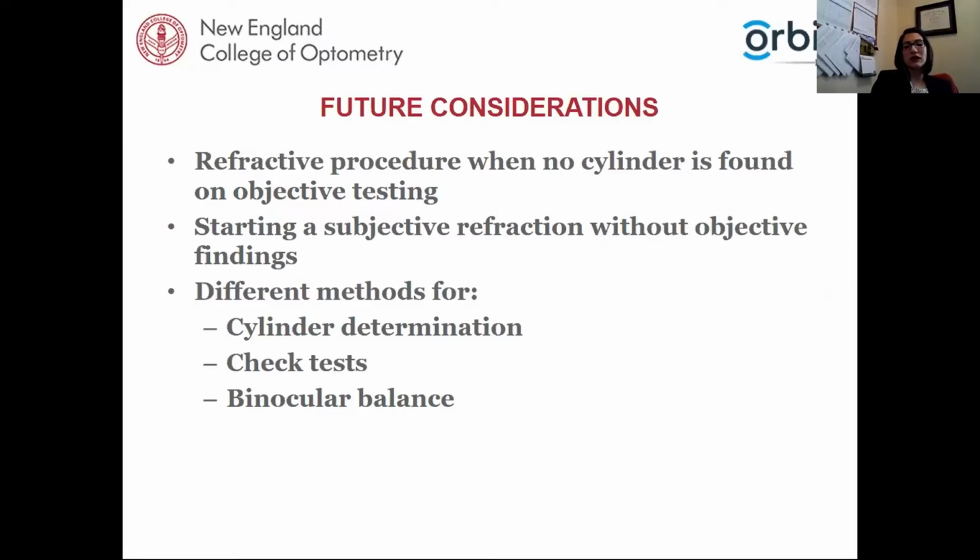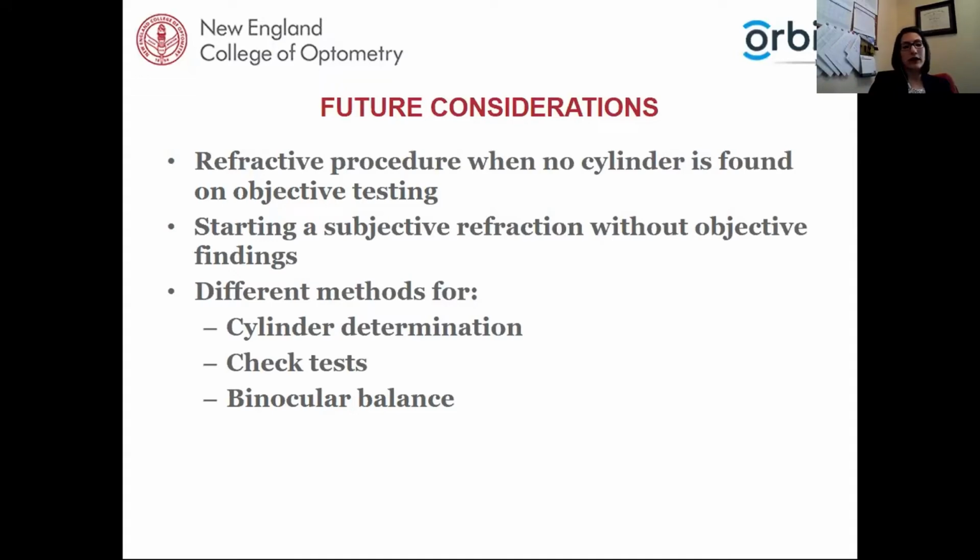So I had mentioned the cylinder determination, we used JCC in this presentation, but you can also use the fan chart or the stenopeic slit. Depends what you're comfortable with, what equipment you have at your disposal. The check tests, so we use the +0.50 check test, but there's also the +1 or the duochrome check tests. And then binocular balance, so we use the successive alternate occlusion.